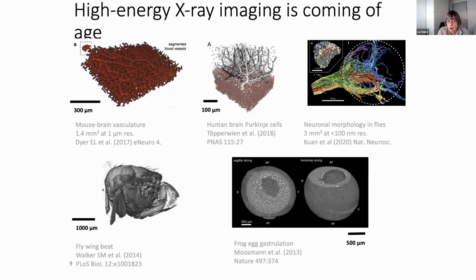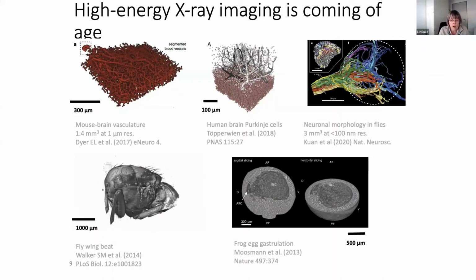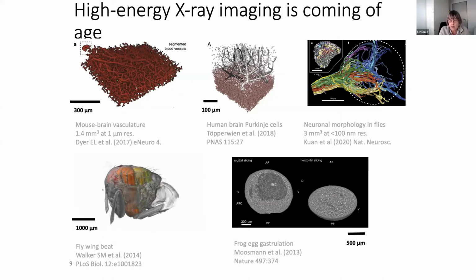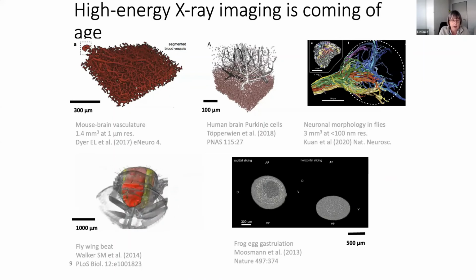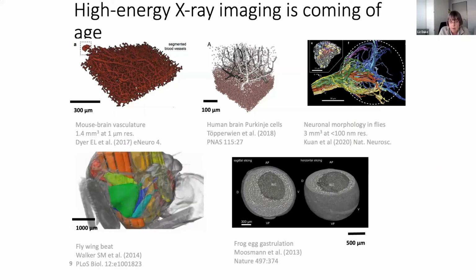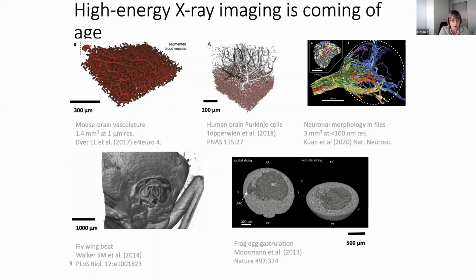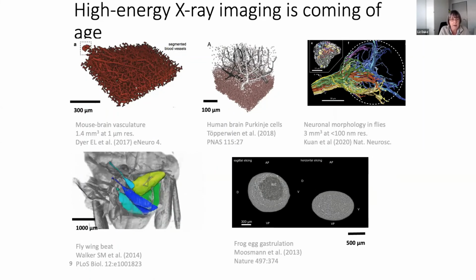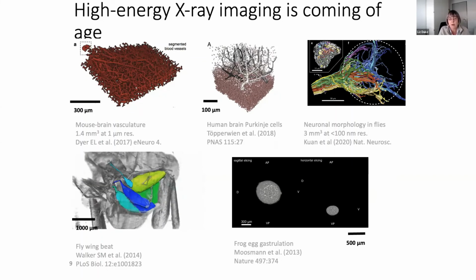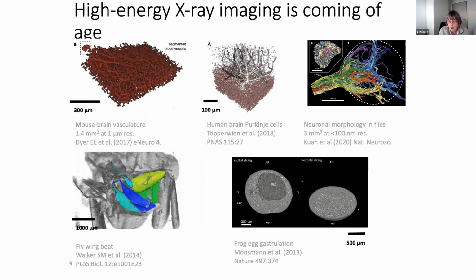But moving on to high energy X-ray imaging, which is the area I'm working in now. Over the last 10 years, there have been some amazing tour de force publications coming out, starting with Julian Moosman's work here in Hamburg, looking at frog egg gastrulation, and the work from the Swiss Light Source, looking at the fly wing beating. And what's been amazing over the last few years is the interest in using X-ray imaging to look at brain and also at other soft tissue.